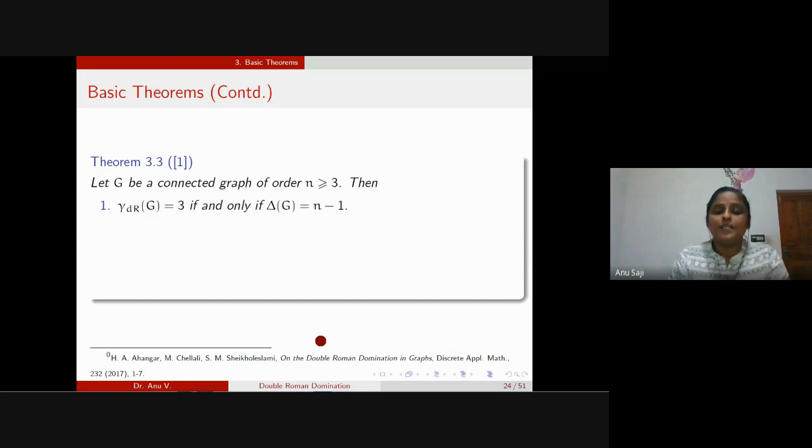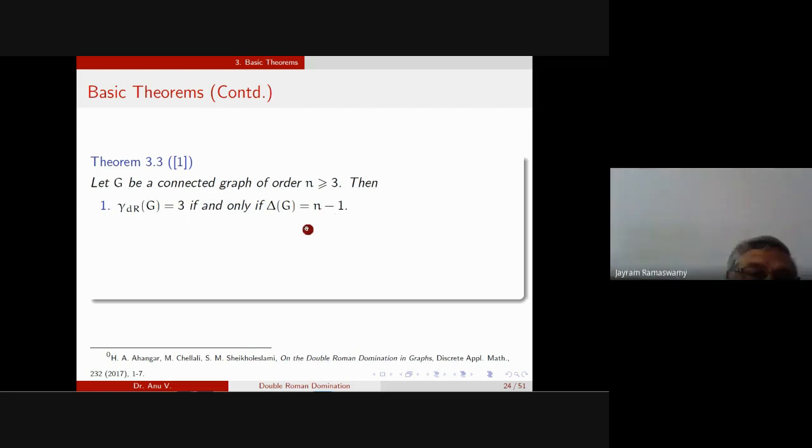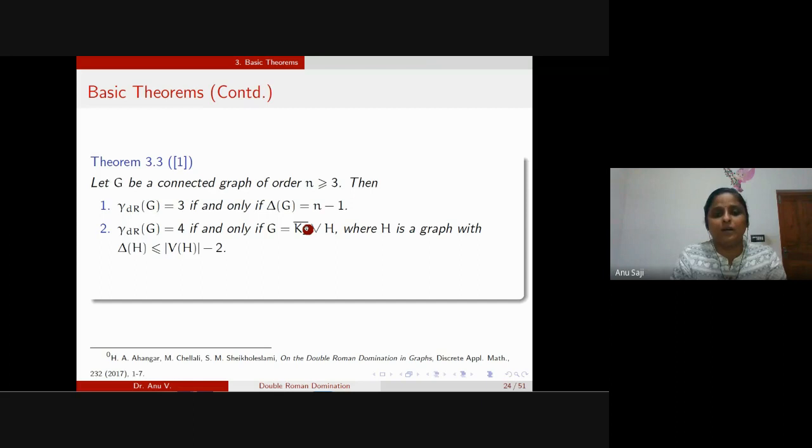Now, we have already seen that gamma_dRG is equal to 3 if and only if G has a universal vertex. That is, the maximum degree is equal to n minus 1. When will it be equal to 4? Gamma_dRG is equal to 4 if and only if G is the join of K2 complement and H, where H is a graph with maximum degree less than or equal to cardinality of H minus 2.